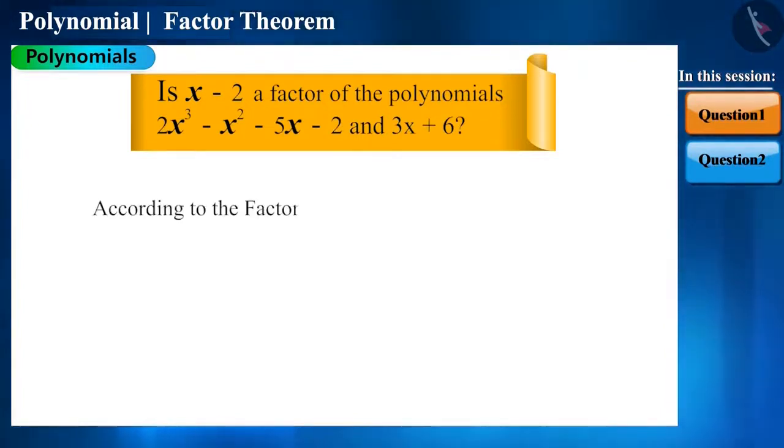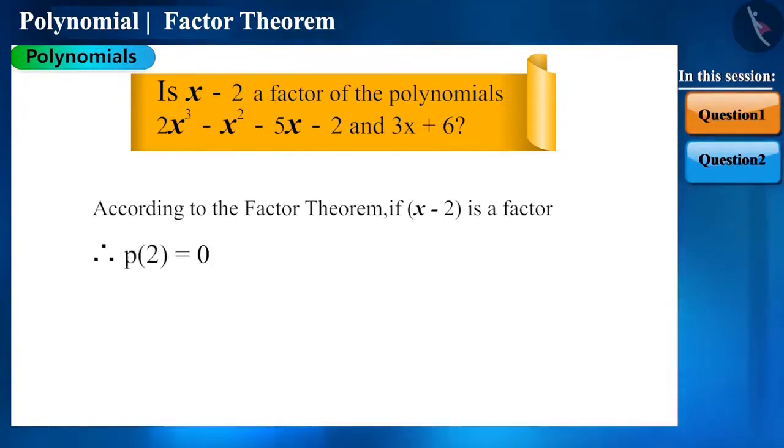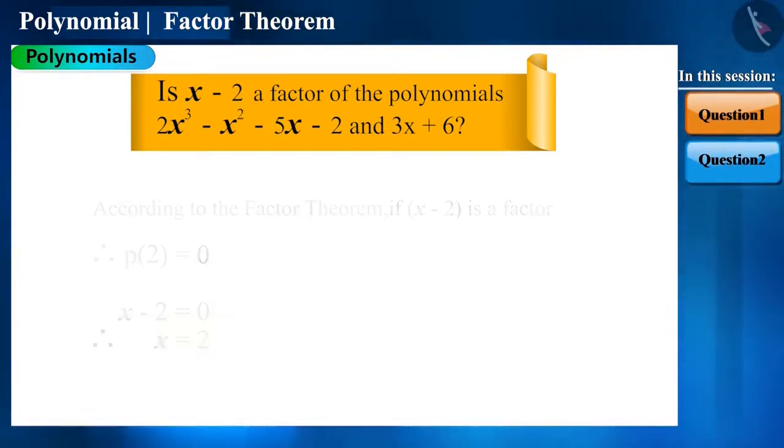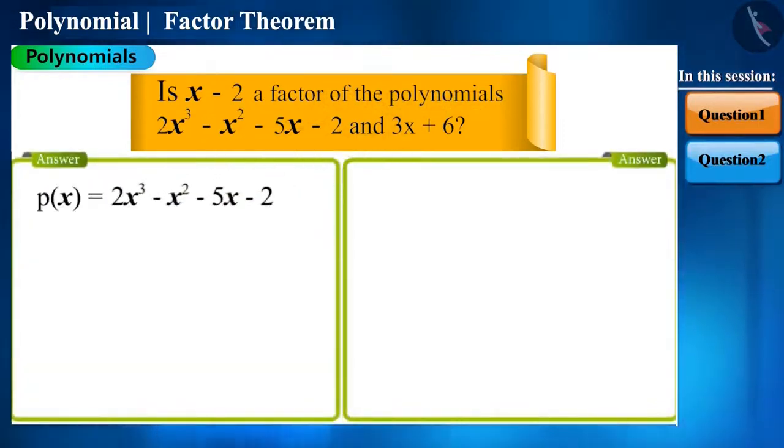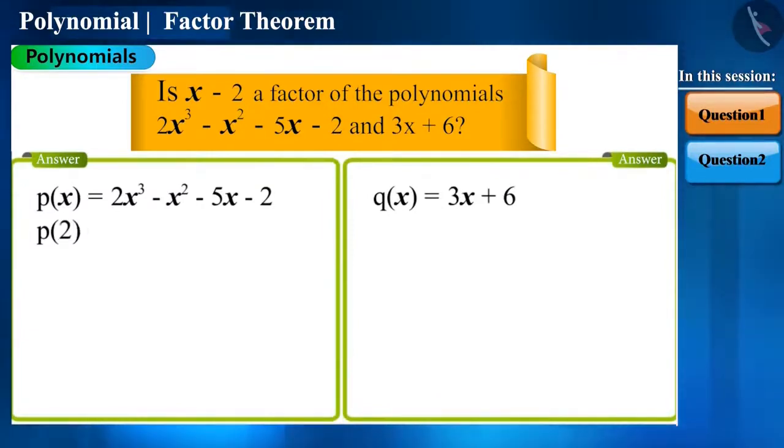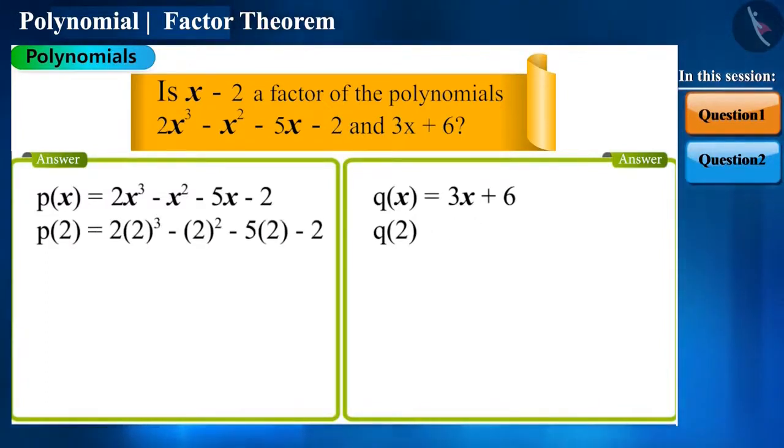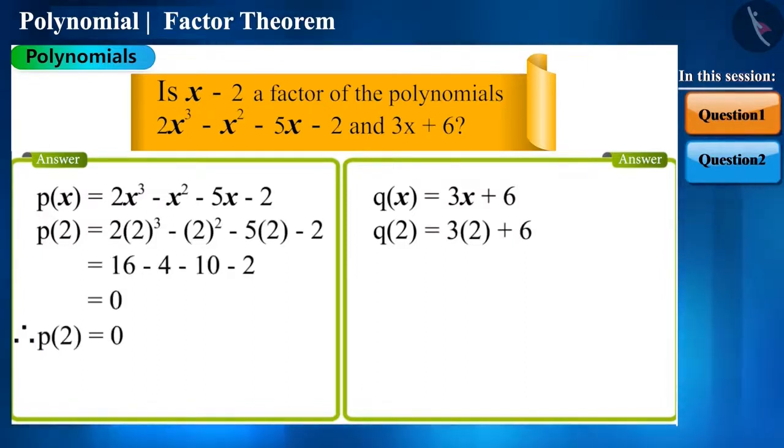According to the factor theorem, if x minus 2 is a factor of these two polynomials, then p of 2 should be 0, where 2 is obtained by equating x minus 2 to 0. That is, if we write both these polynomials this way, we have to check whether p of 2 and q of 2 are 0 or not. So let's check. In both the polynomials, x has to be replaced by 2.